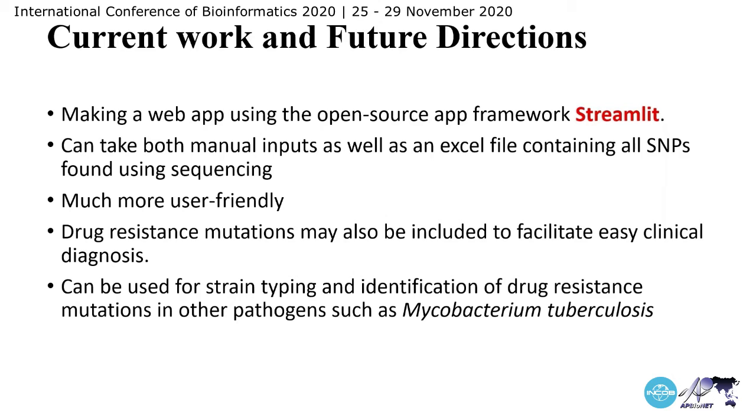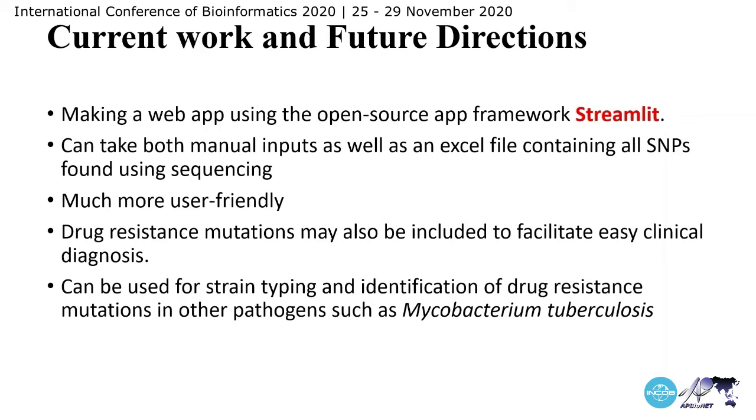So we've seen that the Java program makes the process of genotyping much easier and less error prone, but it still requires you to install Java and a Java IDE such as BlueJ. So what we've been working on currently is a web app using the open source app framework Streamlit with Python. It can take both manual inputs as well as an Excel file containing all SNPs that you found using sequencing relative to the reference genome, and it can directly give you an output.